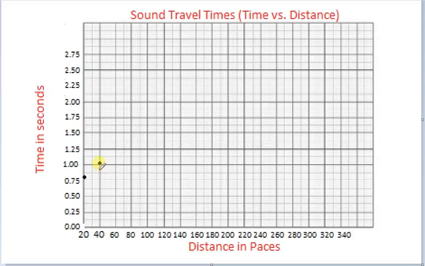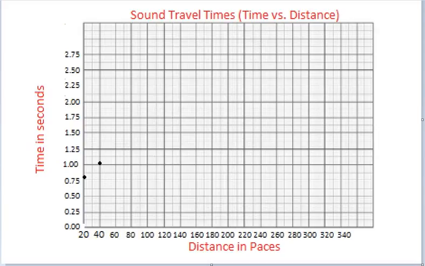Go ahead and plot all of your plots in the X, Y, with distance being your X, Y being your time. Get all your dots on there. Pause the video till you have that done, and then I'll show you what we're going to do with this XY scatter plot graph.